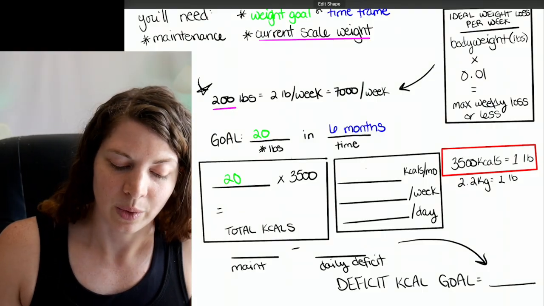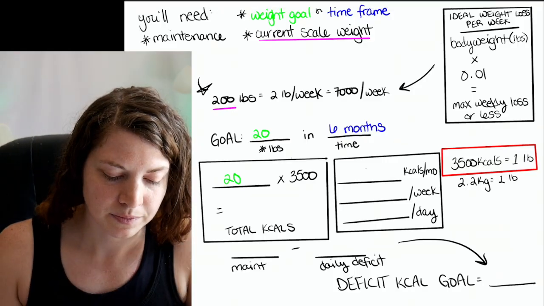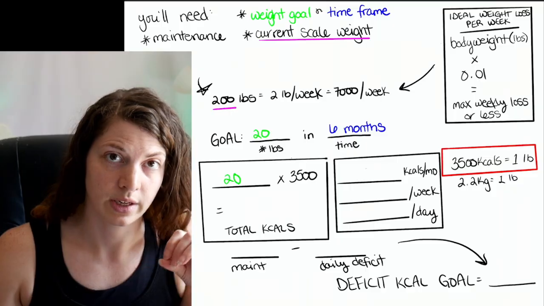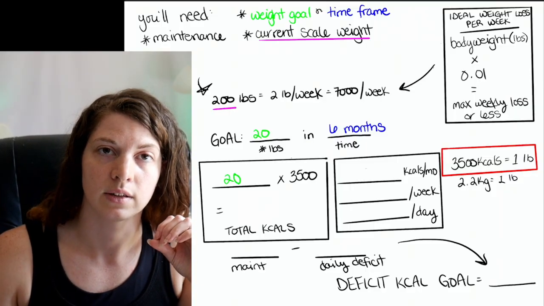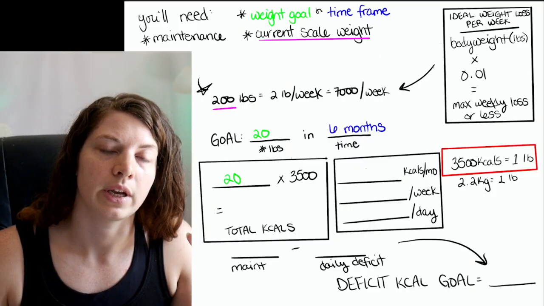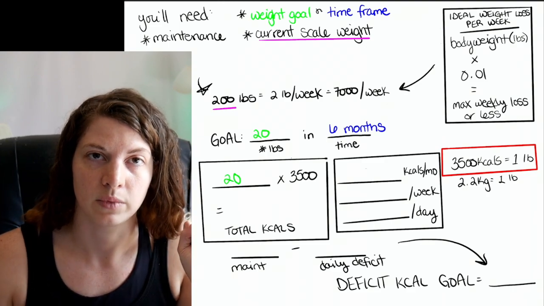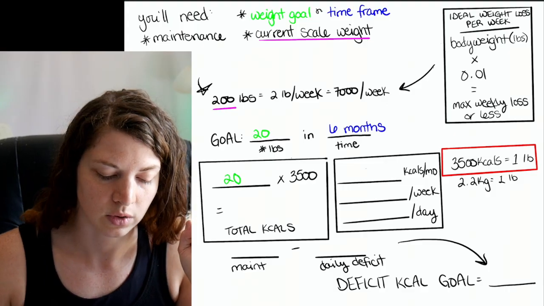Okay, what we will need in order to do this is a weight goal and time frame, your quantitative goals that we outlined in Module 1, and then we will need your current scale weight as well as your maintenance that we found in Lesson 1 of this module.